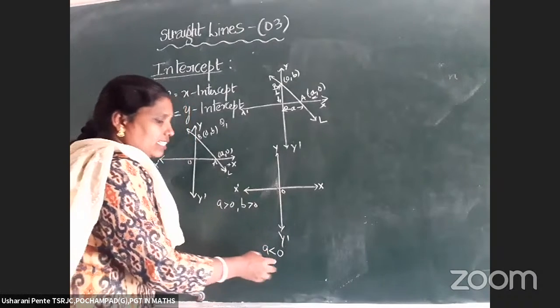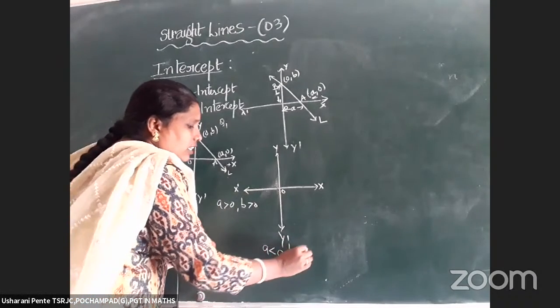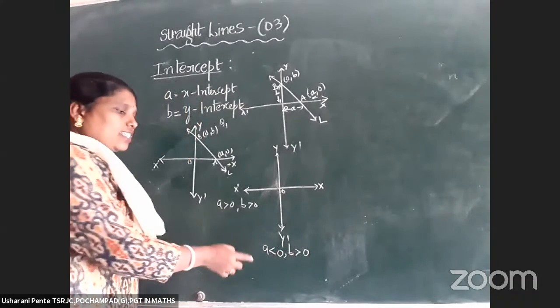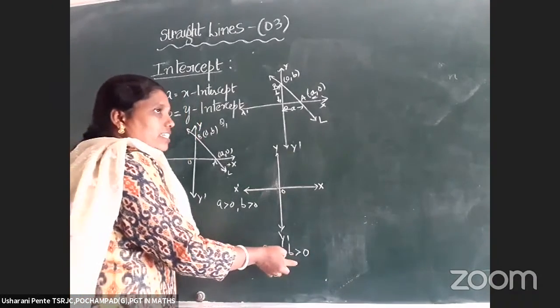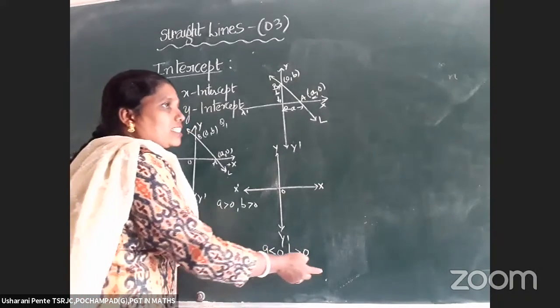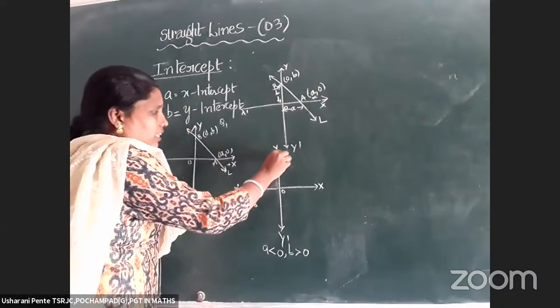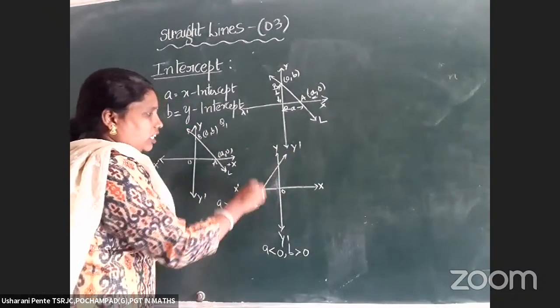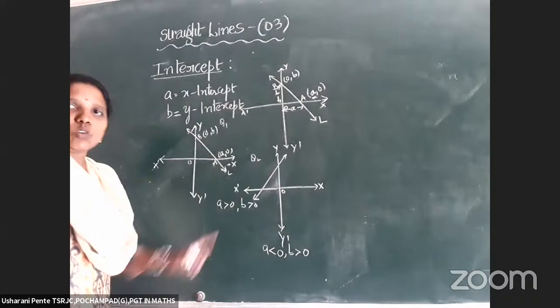If the A value is less than 0 and the B value is greater than 0, that is, the x-intercept is less than 0 and the y-intercept is greater than 0, what does it mean? The x-intercept is negative while the y-intercept is positive. Then the line will be here in quadrant 2.